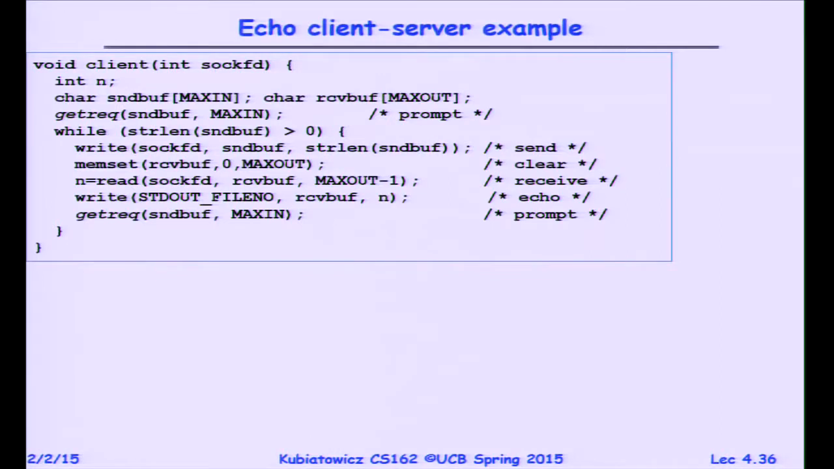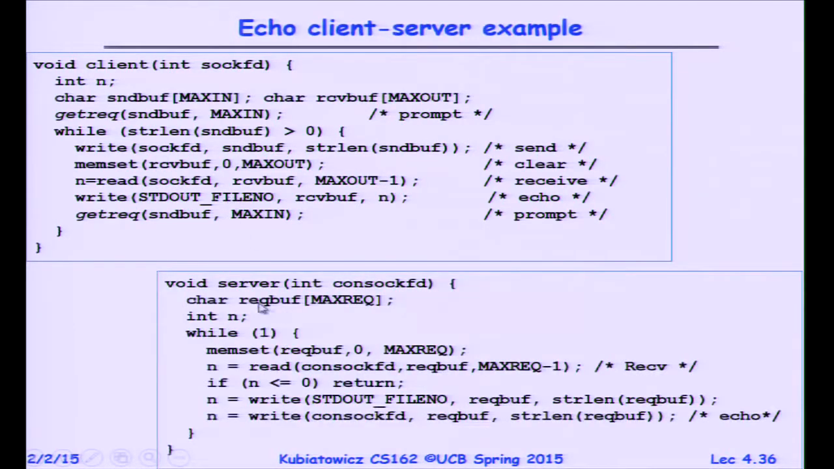So what does the client do? The client allocates some memory and so on, and it goes ahead and gets the request from the user of the client, and then it goes through and gets the first request, and then it writes that request to the socket file descriptor, and then it clears out some memory, and it does a read, waiting for the response to come back. Once it's got the read, it writes the response it got back to the standard output, and then it gets the next request and goes on. Okay, so we basically loop around and around waiting for the echo.